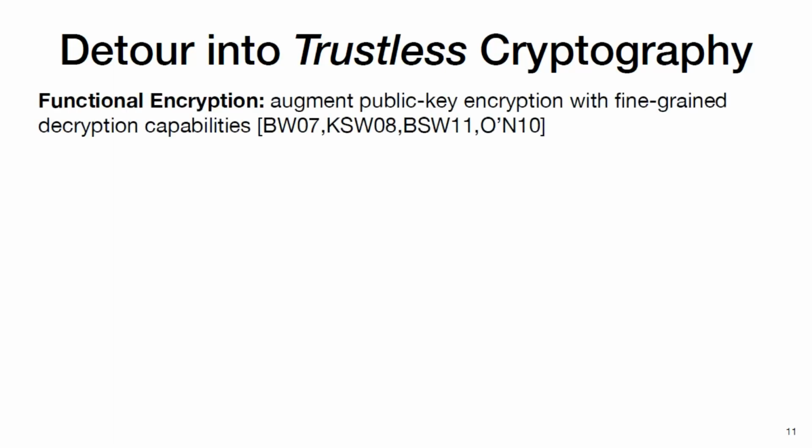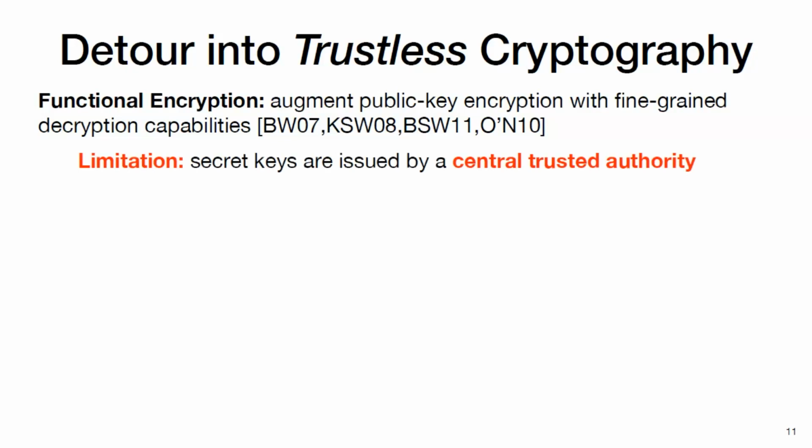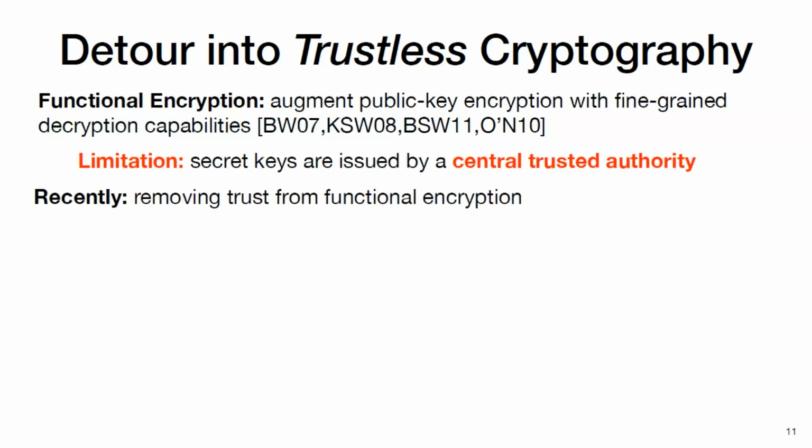So to further expand on some of our results in more detail, I want to give a detour into an area which I'll call trustless cryptography. In particular, we'll look at the specific setting of functional encryption, which you can think of as a way to augment your standard public key encryption with fine-grained decryption capabilities. And while functional encryption in its own right has many applications, it has a key limitation where the secret keys are typically required to be issued by a central trusted authority. And so recently there's been a push to remove this need for a central trusted authority in these advanced encryption systems, like full functional encryption or restricted classes of functional encryption.